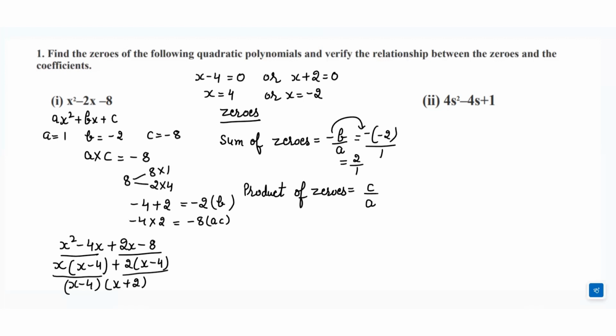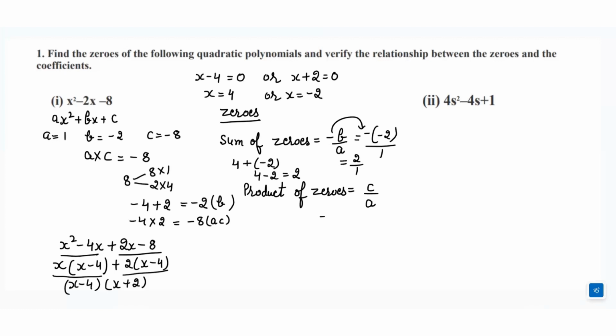So let's see. First zero is 4, plus minus 2. So we'll get here 4 minus 2, which equals 2. So when we do this with the help of the zeros of the polynomial, we are getting the same answer. Similarly, the product of zeros equals c over a.